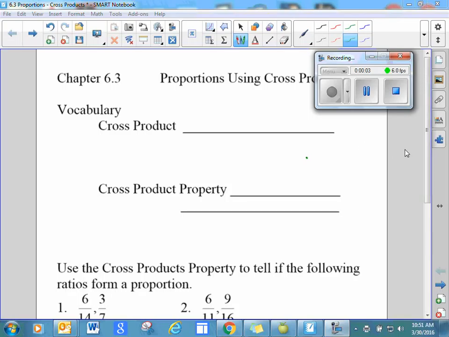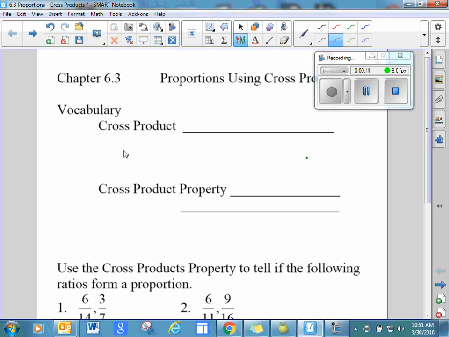Hi guys, we are on section 6.3. I need you to open up your textbooks please to page 292. It's got the definitions for you of cross product and of the cross products property.